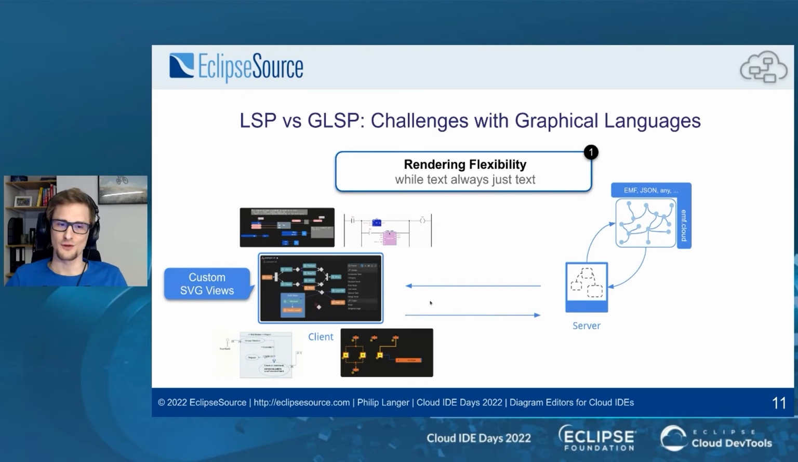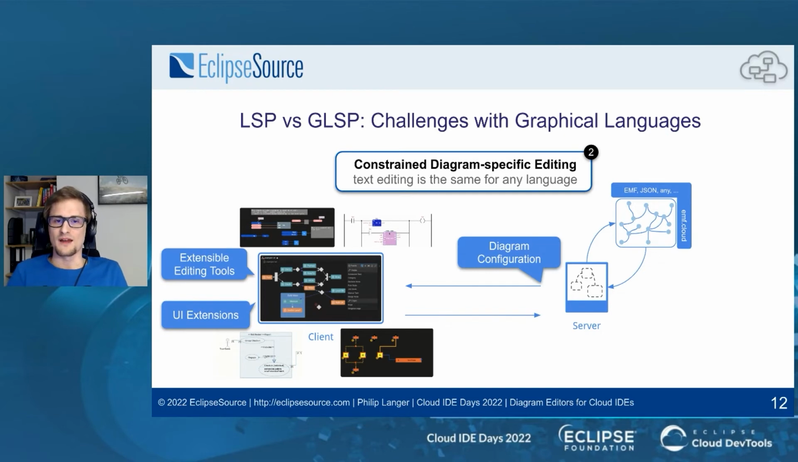For diagrams, if you look at those examples here, they are completely different, right? The elements look different if you're dealing with a use case diagram or with some sequence diagram charts. So what's really important is to have this customizability for the SVG views on the client, which is something that GLSP needs to provide, which is not something that you typically need for LSP-based editors.